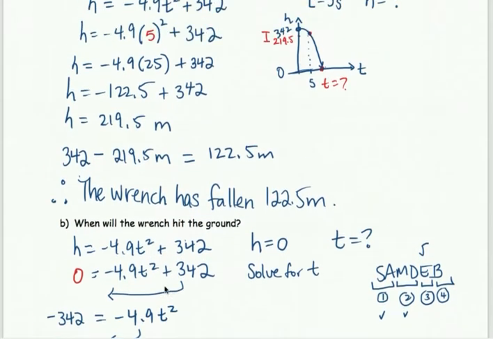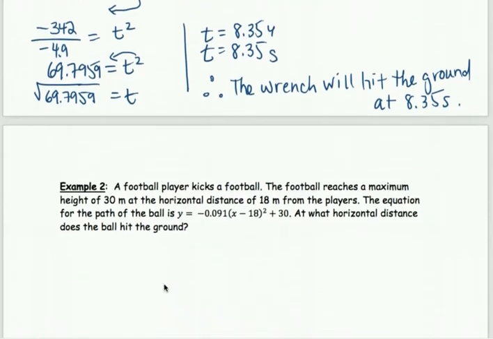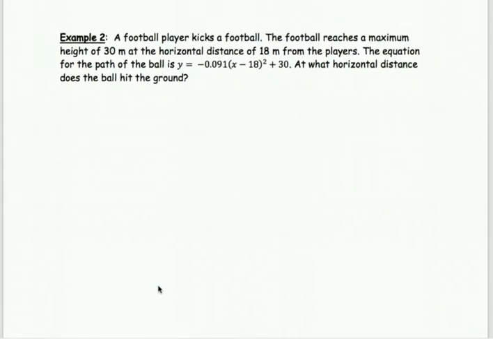All right, so be able to do those, and let's move on to another one here. Okay, so we have a football player who kicks a football. The football reaches a maximum height of 30 meters, and it travels a horizontal distance of 18 meters.